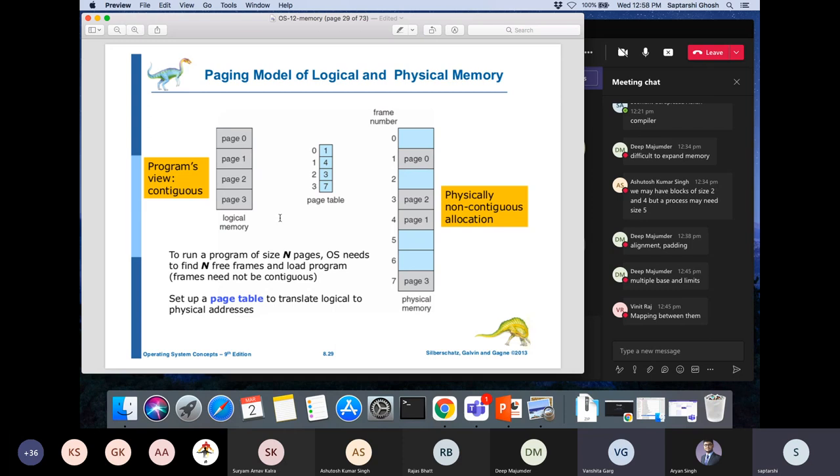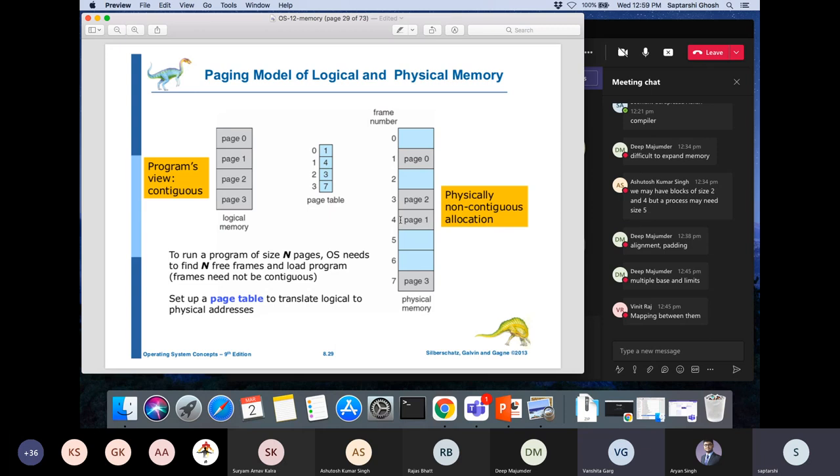I hope it is clear that it is satisfied, because you see the logical address still starts from, say, page 0. So basically, the logical address will still start from 0. We will discuss this in more detail tomorrow, but in general, the logical address will start from 0. Also, in the program's view, the logical memory is contiguous. So page 0, page 1, page 2, page 3 are all contiguous. However, the physical allocation is non-contiguous, and the mapping is done using this page table.